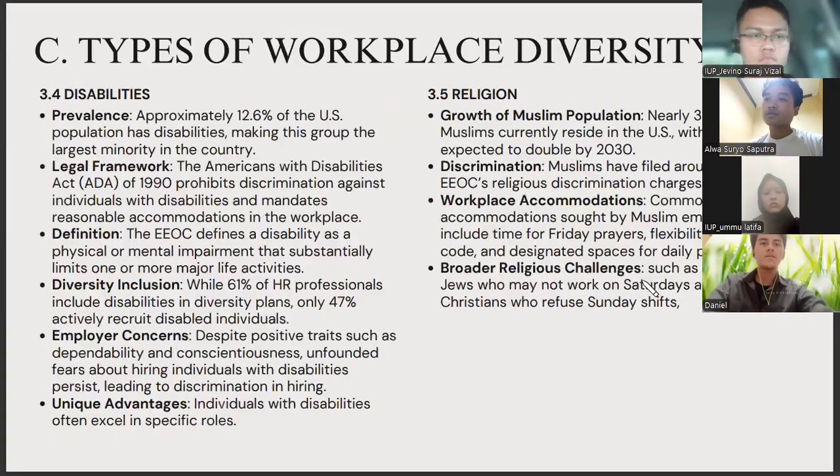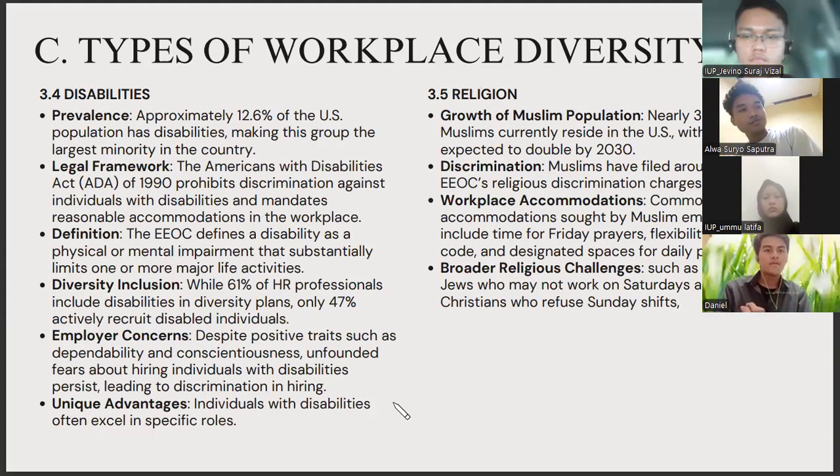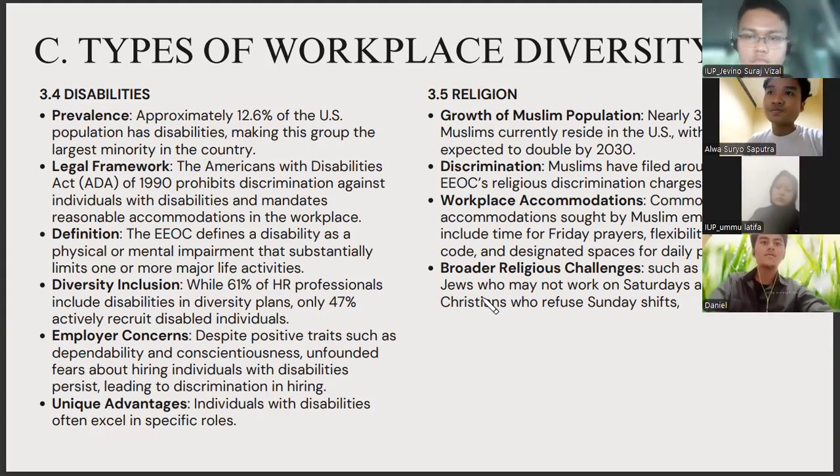The next type is disability. The first point, prevalence. Approximately 12.6% of the US population has a disability, making this group the largest minority in this country. Second point is legal framework. The Americans with Disabilities Act, or ADA, of 1990 prohibits discrimination against individuals with disabilities and mandates reasonable accommodation in the workplace.